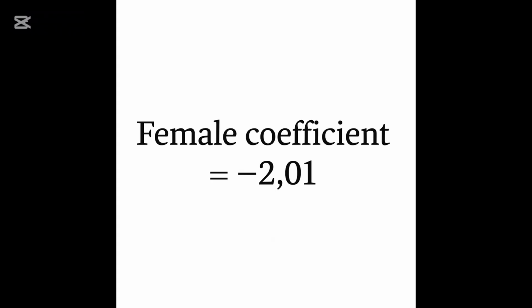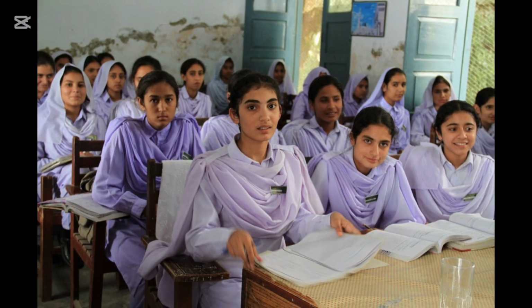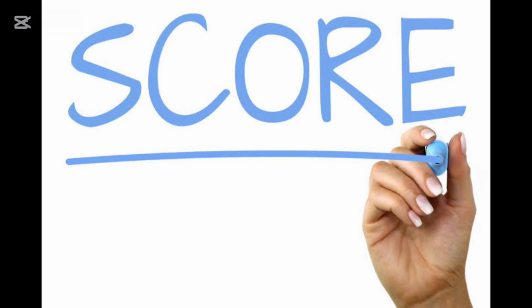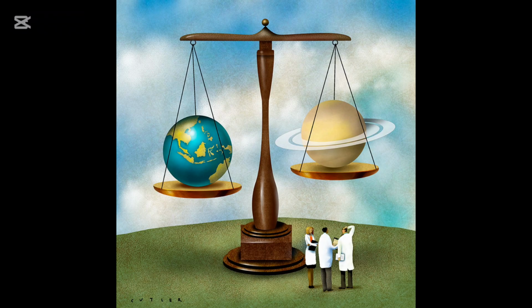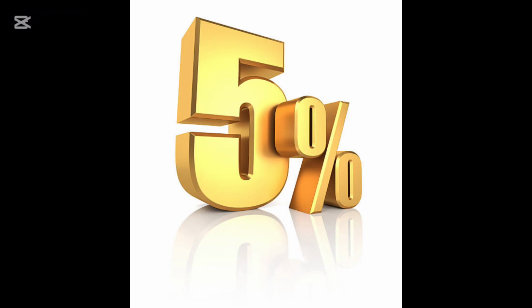Next, the coefficient of female is minus 2.01. This means that female students score about 2 points lower in science than male students on average, holding other variables constant. However, the p-value is 0.051, which is slightly greater than 0.05. Therefore, female is not statistically significant at the 5% level, although it is very close.